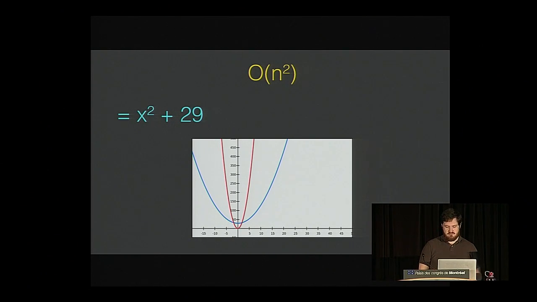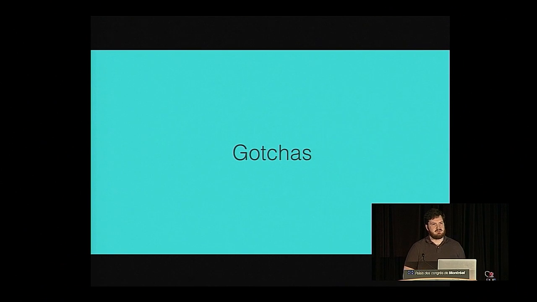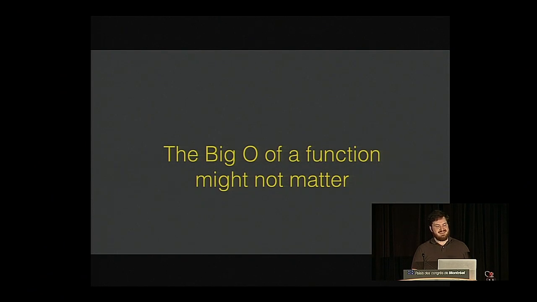So there are a few gotchas when it comes to tracking the big O of something. And a big one is that the big O of a function might not matter. If you have an O of n squared operation, and the size of the list that you're going to pass it is 5 items, 5 squared is 25, right? So you're going to do 25 operations.